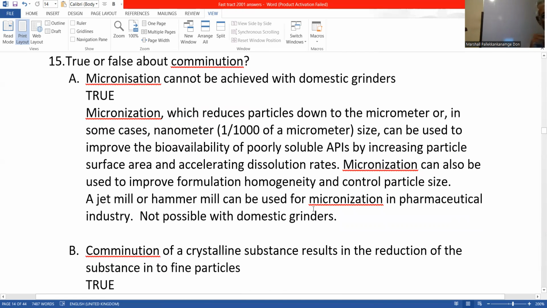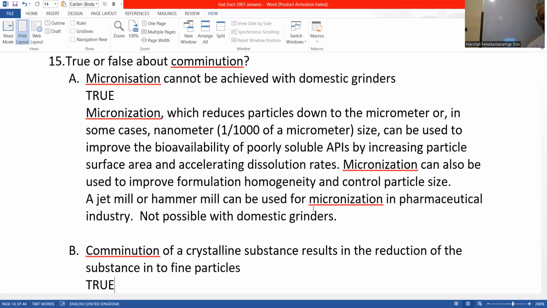True or false about comminution? Comminution is the process which brings the particle size very small. A solid can be made into small particles. Micronization is different from comminution because micronization produces nano-size particles, very small particles.